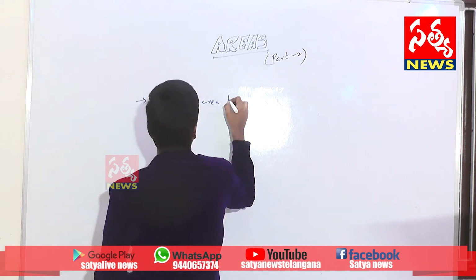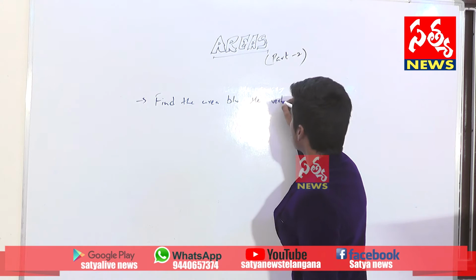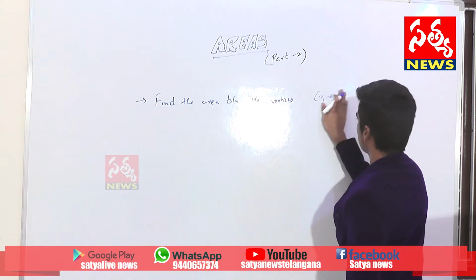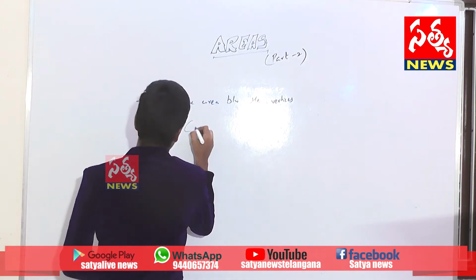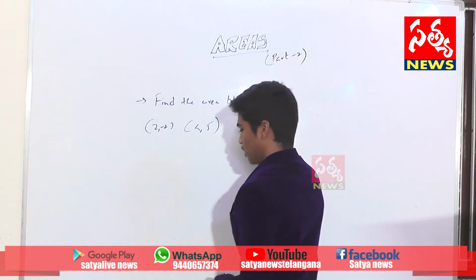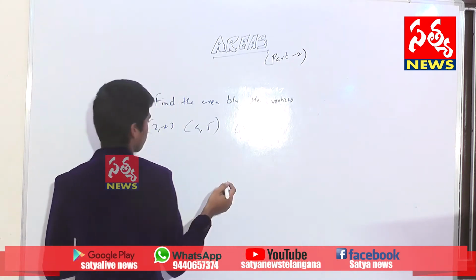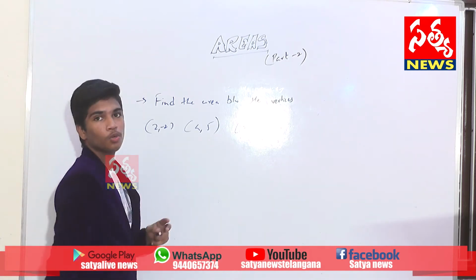Now the second problem is, find the area between the vertices 2 comma minus 2, 4 comma 5 and 6 comma 2. Okay, we can do this in two ways.